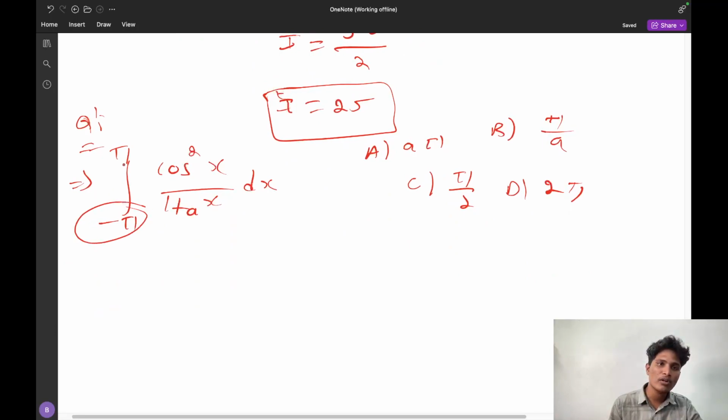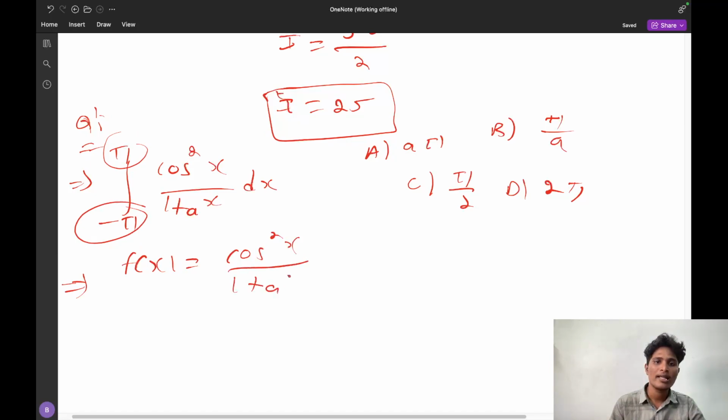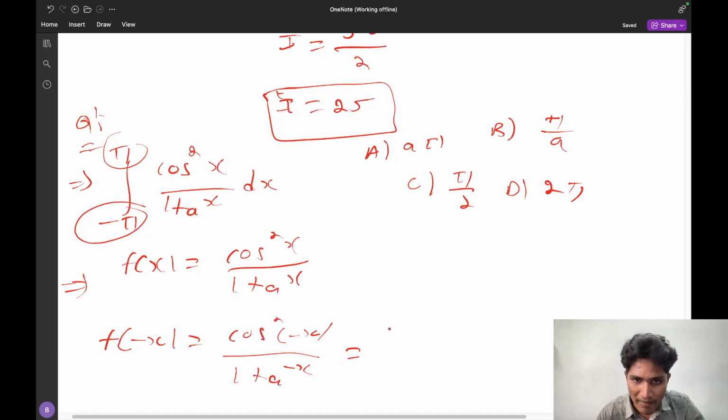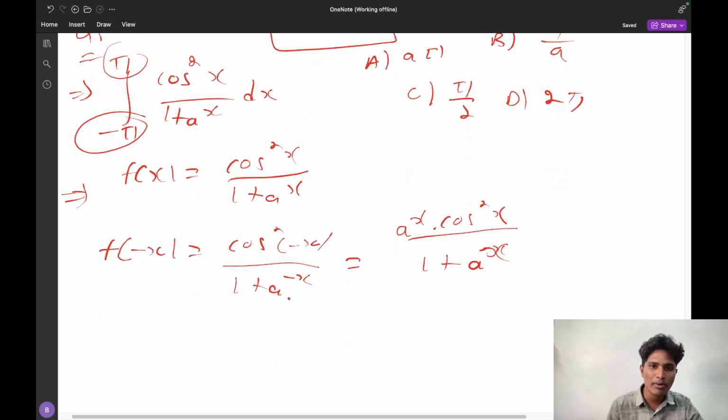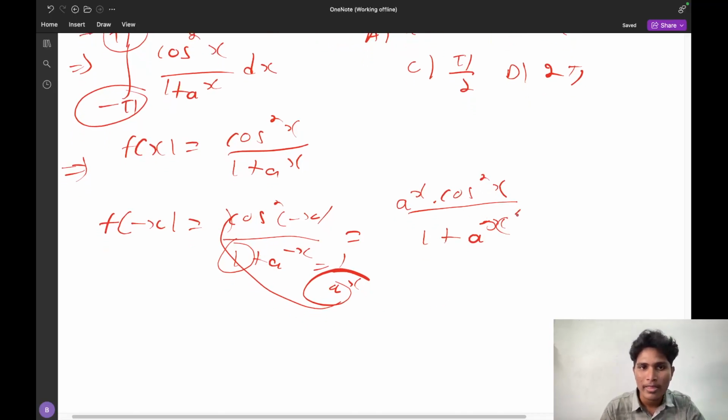Again, it is from minus a to a property only. What I can do is simply use the function taking negative. If I take f of x as the function cos square x divided by 1 plus a power x, and if I take f of minus x here, what will I get? I will get cos square of minus x divided by 1 plus a power minus x. When I solve this one, I will get a power x into cos square x divided by 1 plus a power x. Because a power minus x can be written as 1 by a power x, and when I take the LCM, this a power x will be multiplied with 1 and goes to the numerator. So that is the entire thing when I substitute minus x.